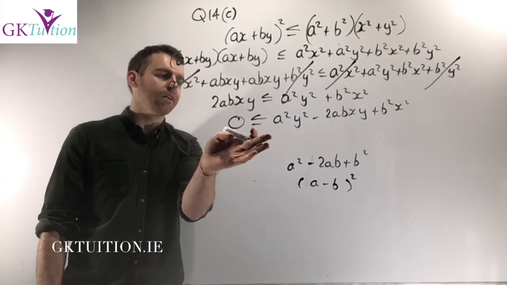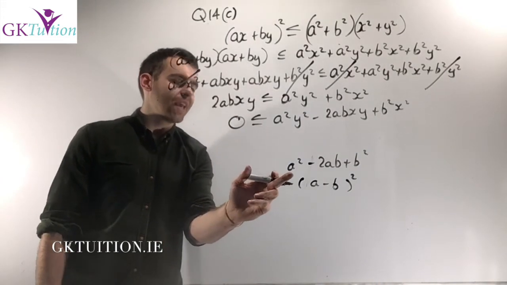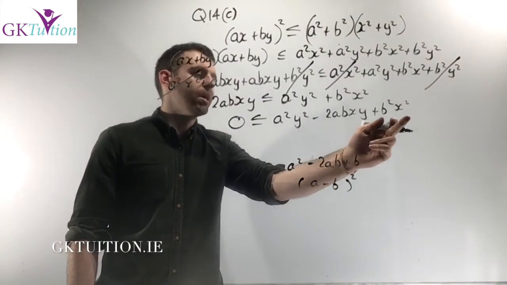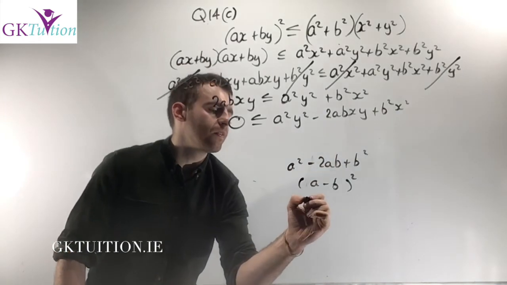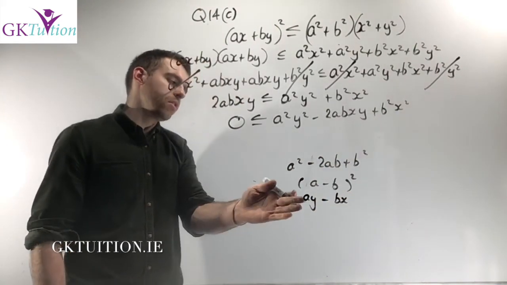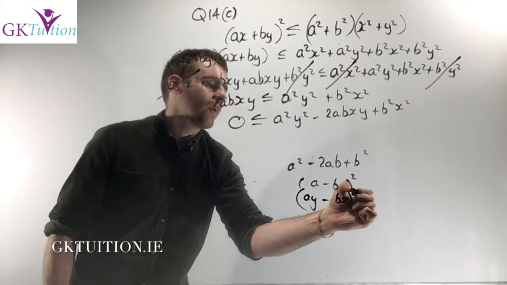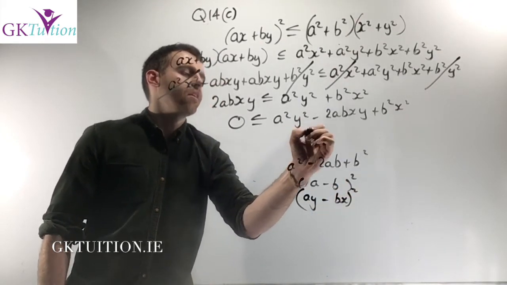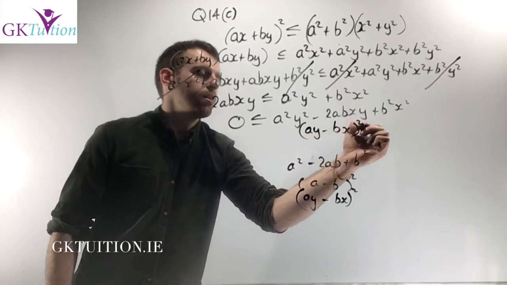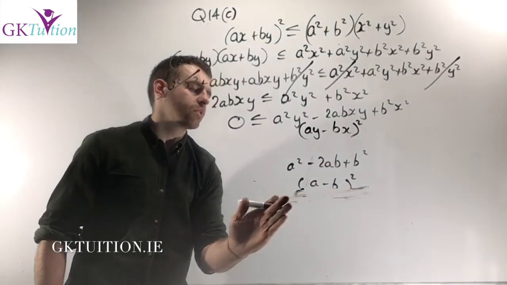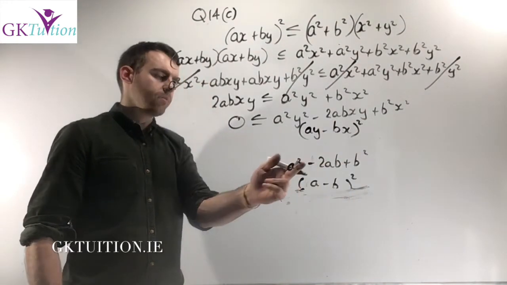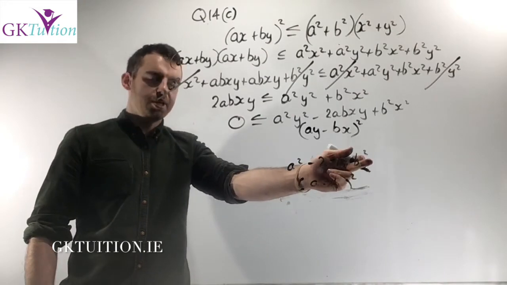That's what I have here, except that my a in this case is ay, and my b in this case is bx. Imagine if this was just ay minus bx. So ultimately, I can factorize this line, and I can say that it is (ay minus bx) squared. Now, in order to figure that one out, I want you to look at what we have here. (a minus b) squared is the same thing as a squared minus 2ab plus b squared.